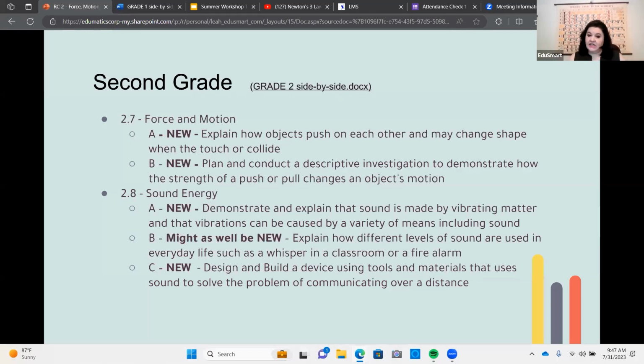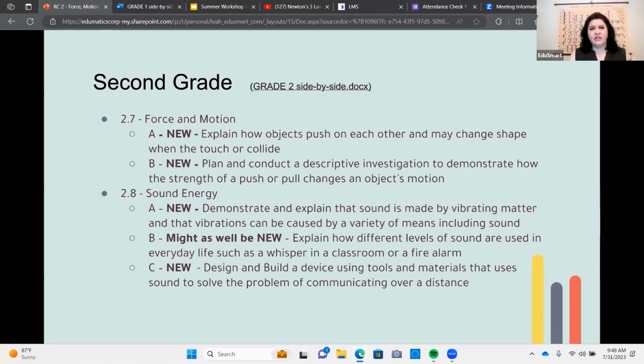And then again, in second grade, you are planning and conducting a descriptive investigation to demonstrate how the strength of a push or pull changes an object's motion. So this could be really fun. This is a place you could set up some kind of obstacle course, a marble maze. You might need little Hot Wheels cars and things like that to show when you push it hard, it goes further. When you push it slightly, it goes less. You could even do tug of wars here, just to understand the strength of a push or pull. So that's that next piece that we're adding.